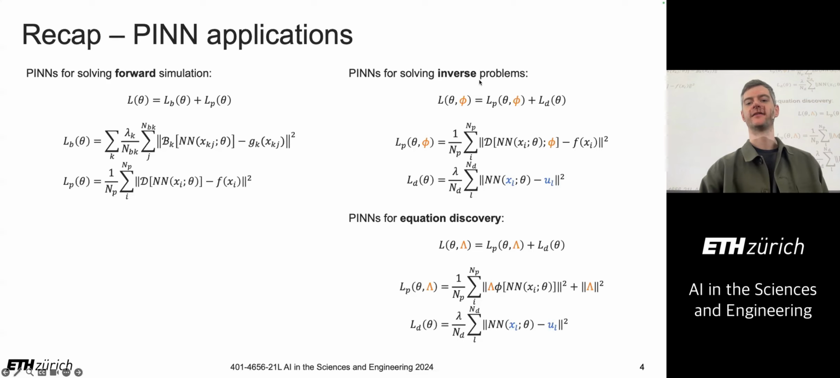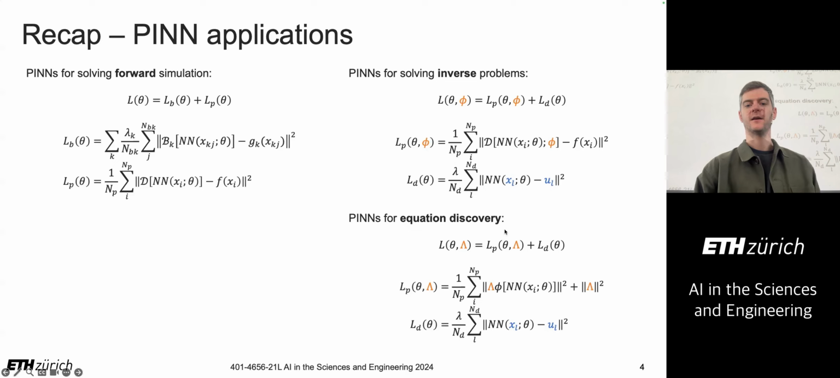And the way that we can solve these inverse problems is that we have this extra data loss term where we match the network's output to the observed data points that we have. And then when we're training the PINN, we do a joint optimization where we both learn the parameters of the PINN, theta, and the underlying parameters of the differential equation, phi, jointly in the same optimization algorithm.